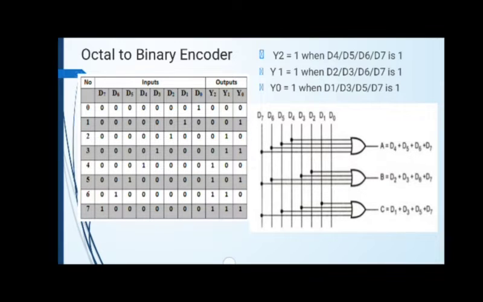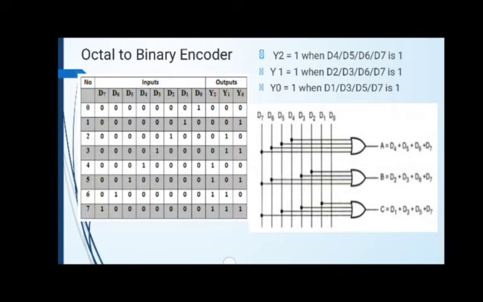Similarly, when is Y0 going to be high? Y0 is going to be high here, here, here, and here. So Y0 is going to be high when D1 is high, D3 is high, D5 is high, and D7 is high. Okay, so this is the expression. So Y2 is 1 when D4 or D5 or D6 or D7 is high.